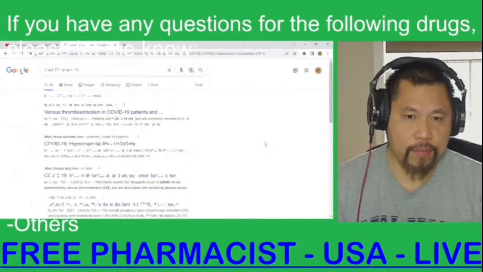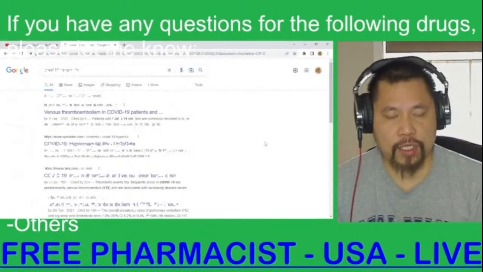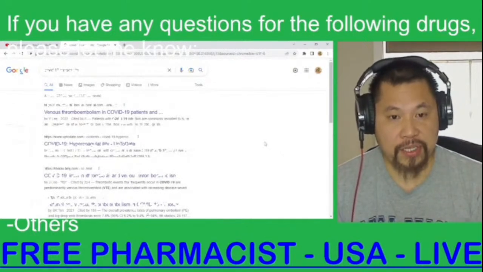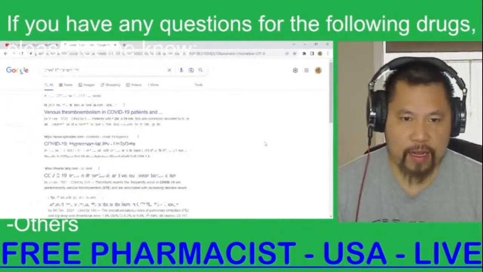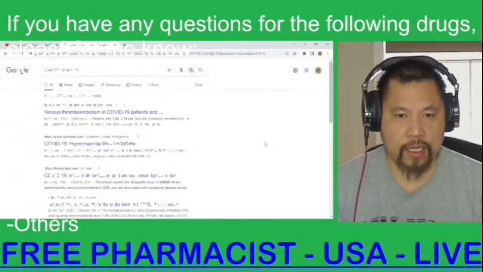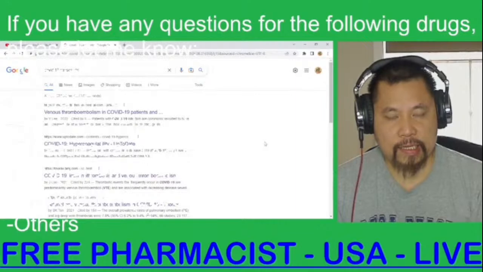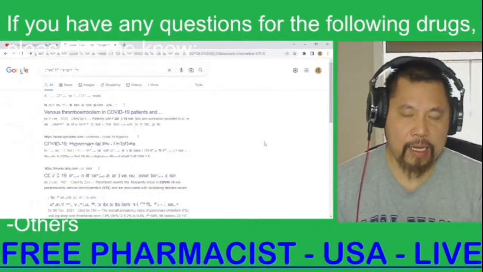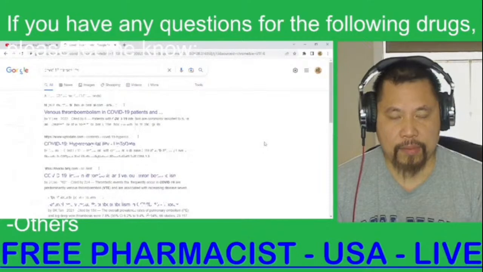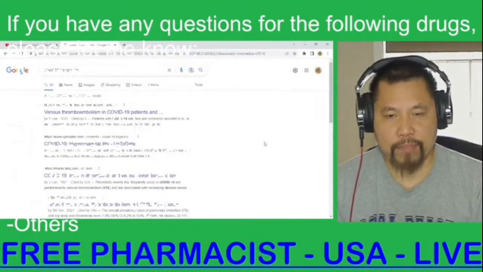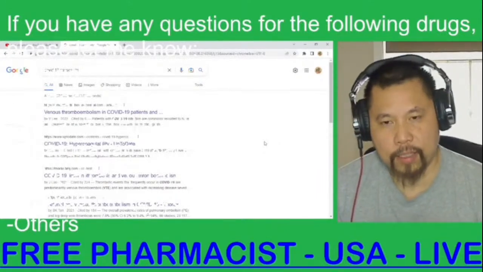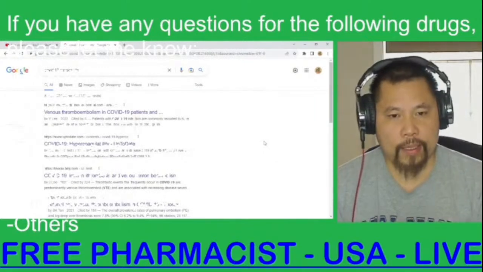So, I have experienced some patients who had the COVID-19 vaccine and they experienced an increase of the INR. So the COVID-19 vaccines might increase the INR number. It's not much, it's about between 0.5 to 1.